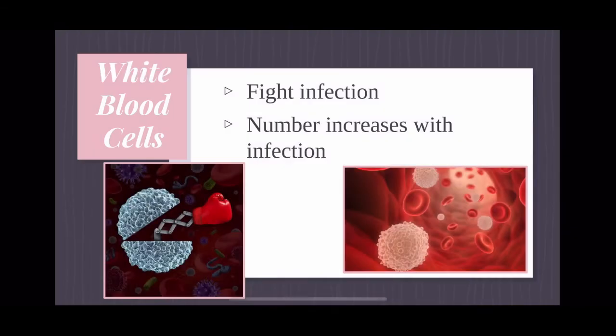Okay. White blood cells are the third part. The function of white blood cells is to fight infections. So if you were to have some sort of an infection, whether it be bacterial or viral, the number of white blood cells is going to increase.